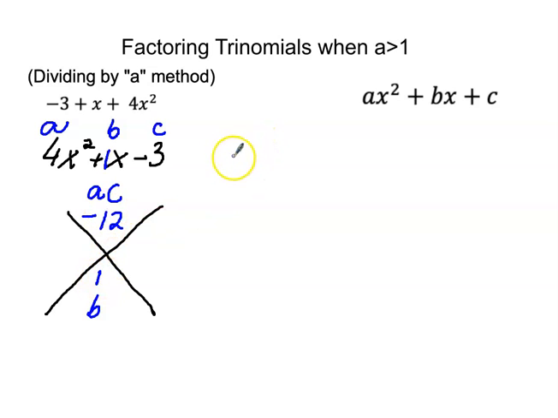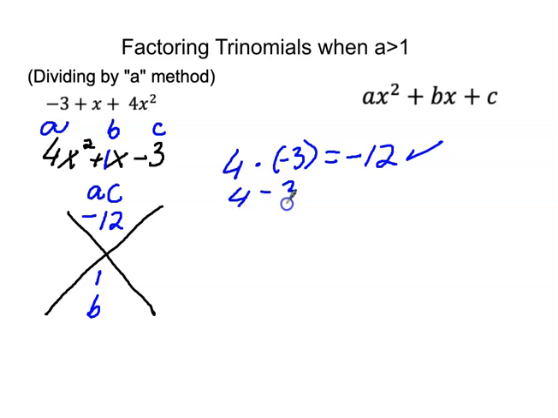So let's try 4 times negative 3. 4 times negative 3 is negative 12, that works. And 4 minus 3 equals positive 1, that works. So 4 and negative 3 would work. We're gonna write 4 and negative 3.